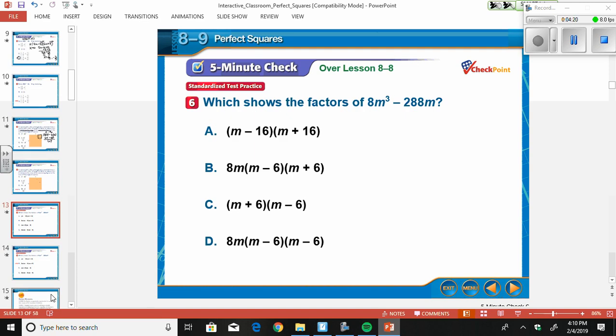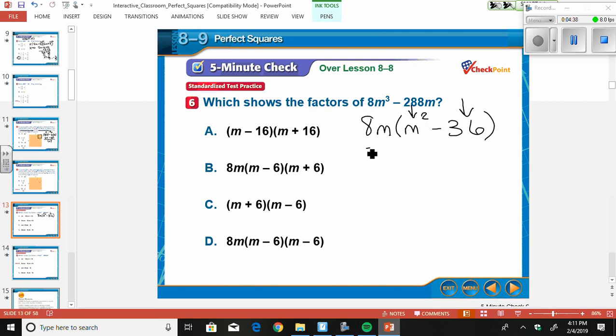Which shows the factors of 8m to the third minus 288m. Let's take out what we have in common. So we have an 8 and an m in common, so I take out the 8m. That leaves me with m squared minus 36. I see a perfect square here and a perfect square here. So 8m, this will be m minus 6, m plus 6.